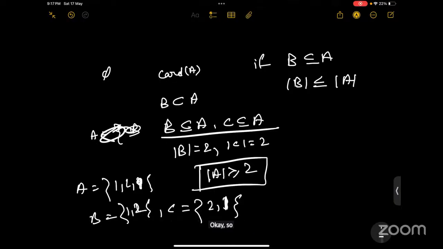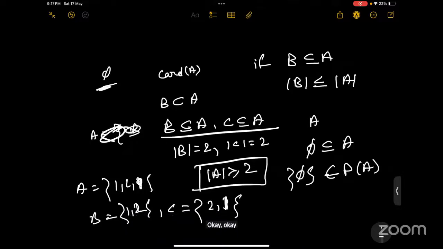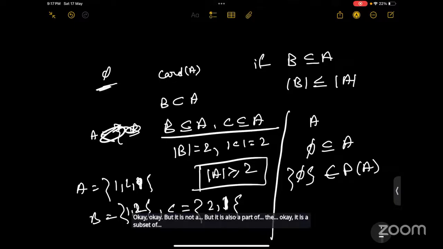Okay, so why don't you include that in the cardinality? Because it is a subset, not an element. So it is an element of the power set. Okay. So if I have a set A, phi is a subset of A. It is not a member of A, but this phi is a member of the power set of A. It is not an element of A, but it is an element of the power set of A, because all the elements of the power set of A are subsets of A, right?